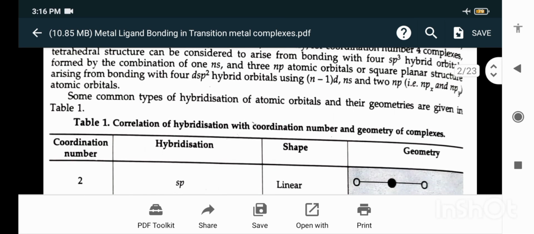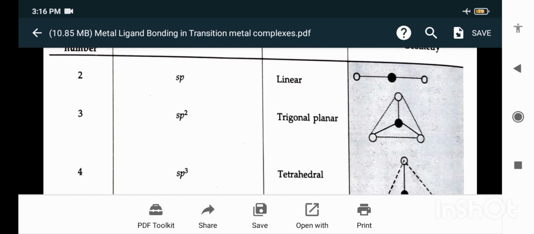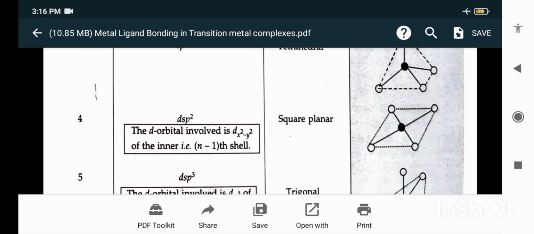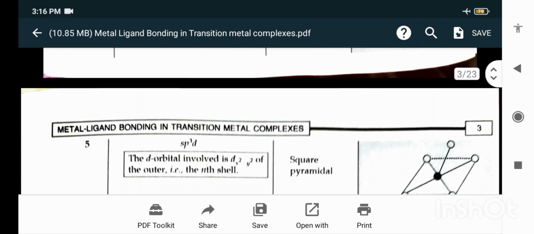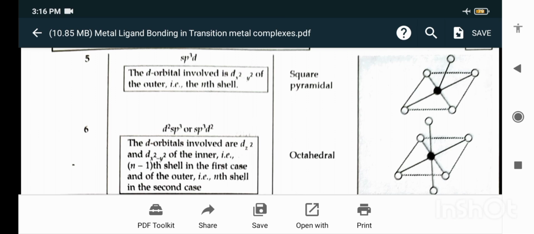Some common types of hybridization of atomic orbitals and their geometry: sp hybridization, shape is linear; sp2 hybridization, trigonal planar; sp3, shape is tetrahedral; dsp2, shape is square planar; dsp3 hybridization, trigonal bipyramidal; sp3d, square pyramidal; d2sp3, octahedral.